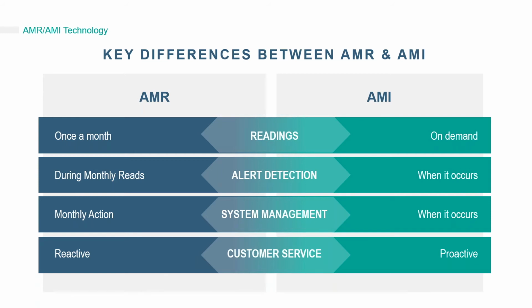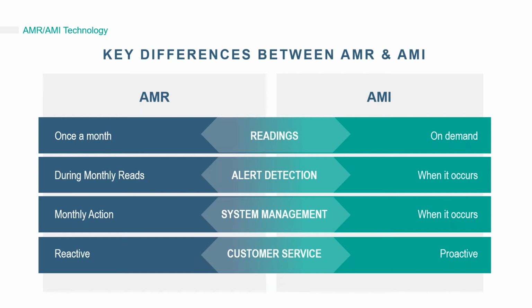This type of alert detection really impacts water system management. With an AMR system, you're limited to monthly action because you only receive data once a month. With an AMI system, you can check alerts on a daily basis and manage the water system more effectively.